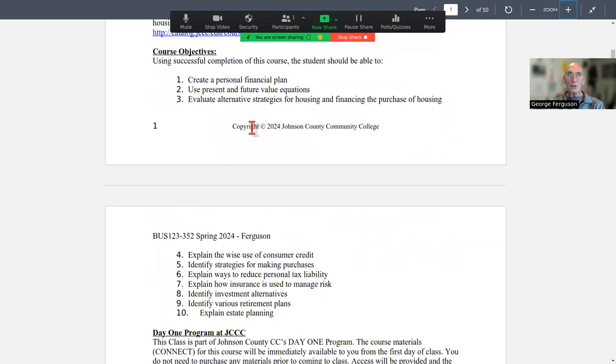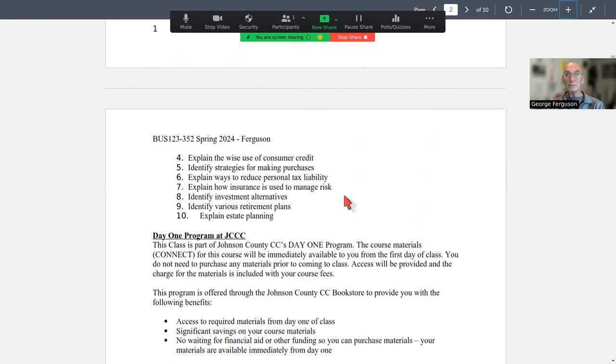The course objectives, and you can see some of the things we'll be getting into, okay? Creating personal financial plans, understanding present and future values, thinking about credit, identifying strategies for making purchases, thinking about taxes and some of the things that go along with that, insurance. Basically, this class is about life.